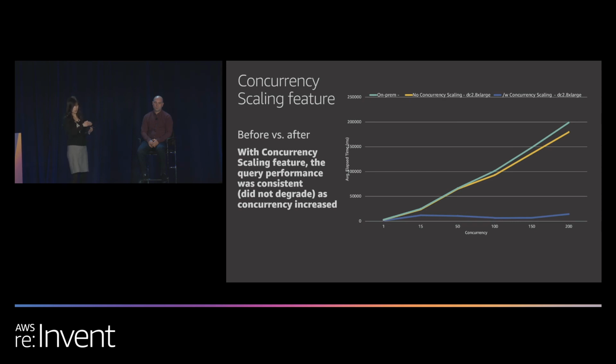And the results, on the vertical side, you can see the execution time result. As you can see, with the concurrency scaling features enabled, the performance stays consistent and did not degrade as we increase our concurrencies. Whereas with the on-premise and no concurrency scaling enabled, as expected, when the number of concurrencies increases, the execution time is getting worse and worse.